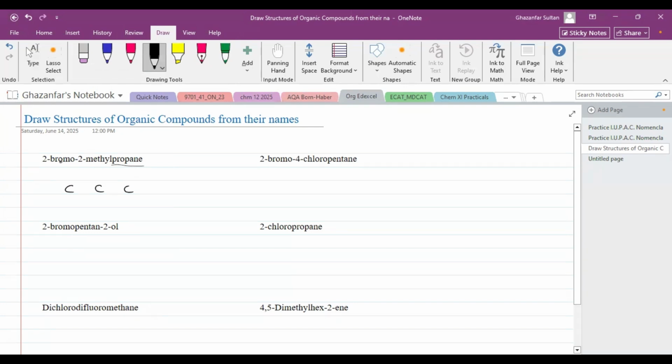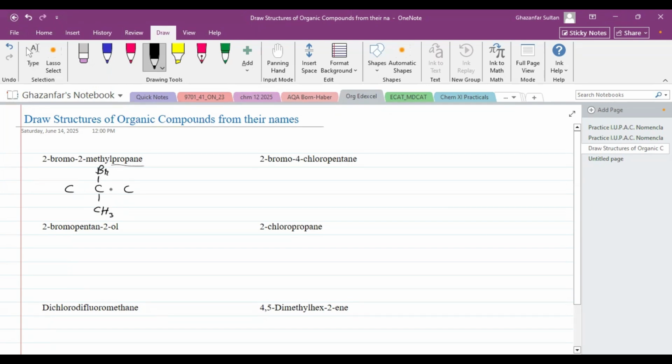On second position, bromo group means bromine is there. So attach the bromine first. And methyl is also there. So attach the methyl. And we have no restriction whether bromo on the top or methyl on the bottom. You can write in either way. Now, is there any other group? Is there any double bond or triple bond? So we can see there is no double or triple bond.